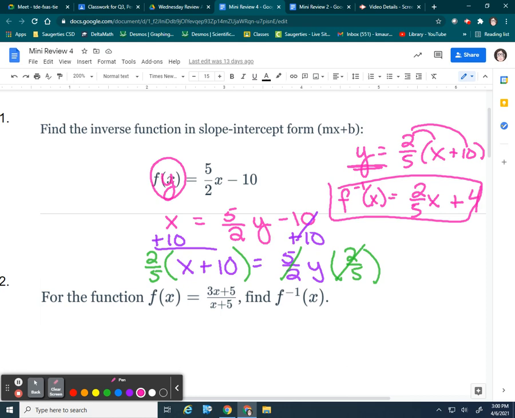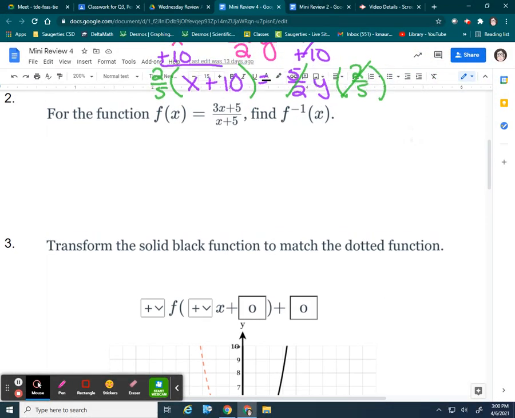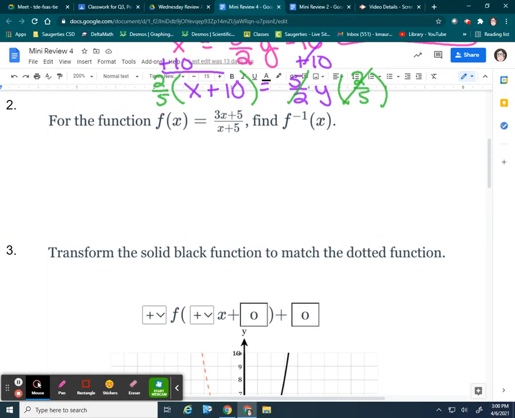The next problem is the same idea, it's just more involved. We're still finding our inverse. So here's my y. I'm going to switch my x and y. So x equals 3y plus 5 over y plus 5. And this is where the trick is. There are 2 y terms in this problem.